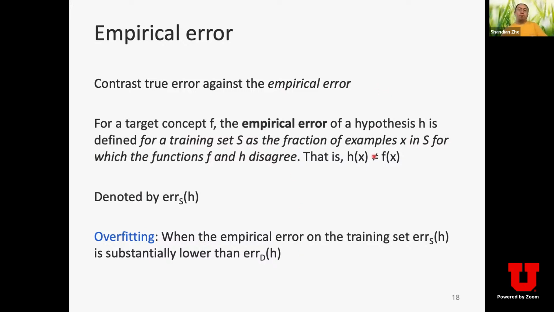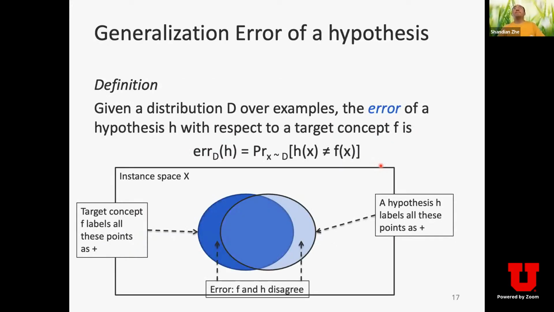There's no restriction on the number of examples used to compute the empirical error. As long as you have collected the training set, you run your learning algorithm to get a hypothesis, and then you use your hypothesis to test on the training set. This is your empirical error.